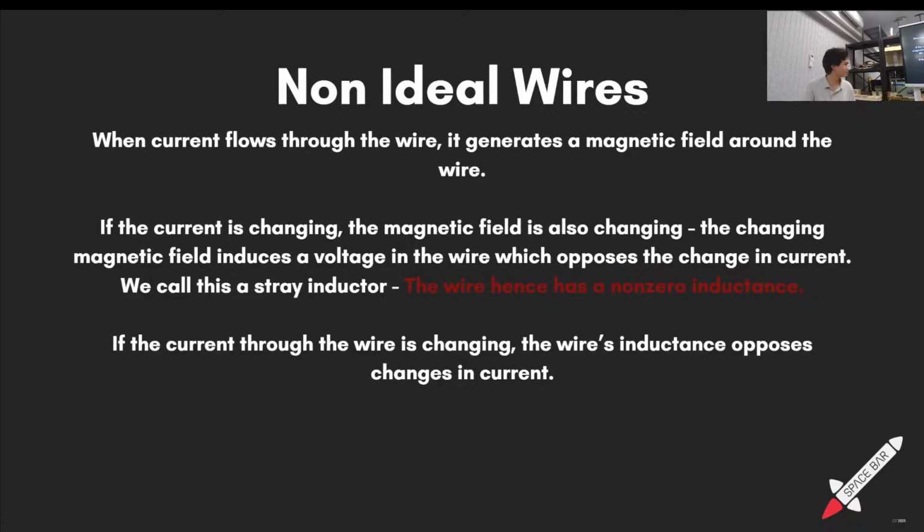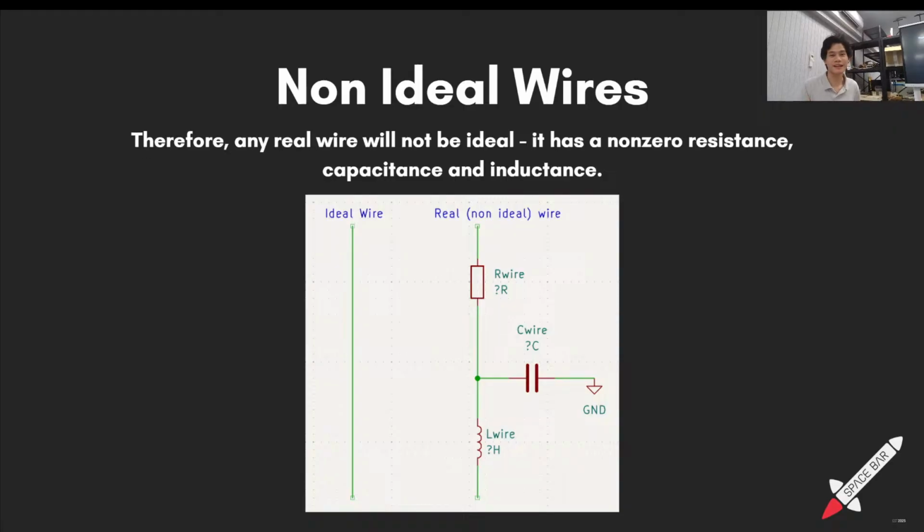But we are growing up now and we cannot ignore it anymore. Okay, so because of all of these factors, any real wire is not ideal. It has a non-zero resistance, capacitance, and inductance. So we now have to represent a wire with 3 additional parasitic components, which is like a resistor of unknown resistance. Okay, the resistance is quite known, but then a capacitor of unknown capacitance.